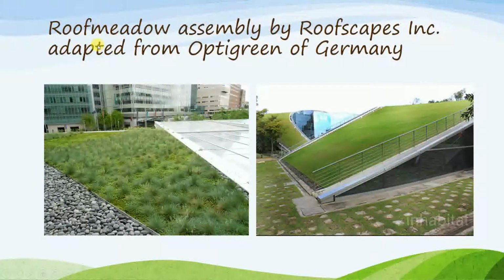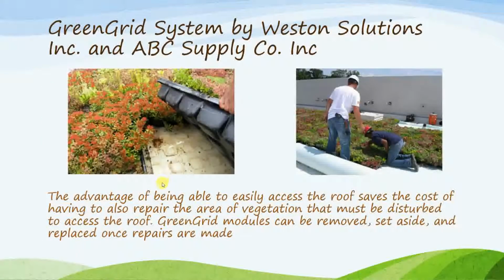Okay. Now, Roof Meadow assembly by Roofscapes. There is a company here from Canada, sorry, Germany. They use Roof Meadow in here. This is beautiful. And the green grid system, they use a small portion of grid to cover the whole area. So there are some advantages: easy access to the roof, and it saves the cost of having to repair the area of vegetation that must be disturbed to access the roof. Green roof modules can be removed, set aside, and replaced once repairs are made.